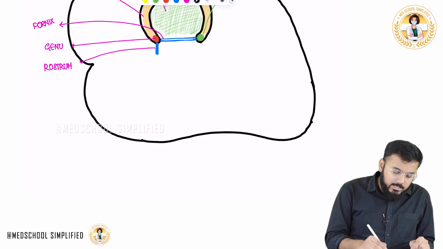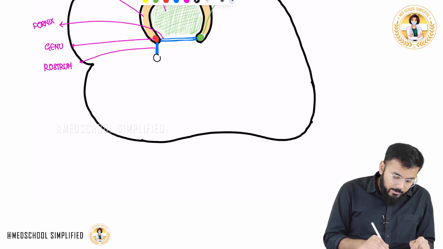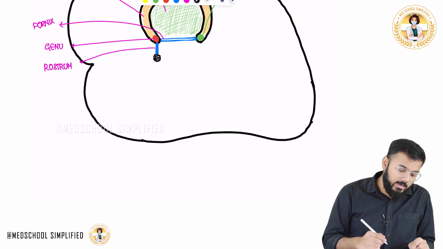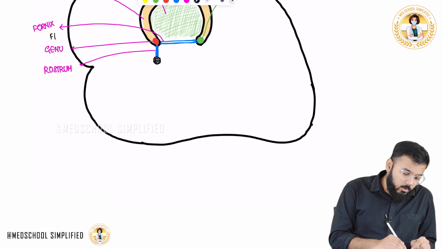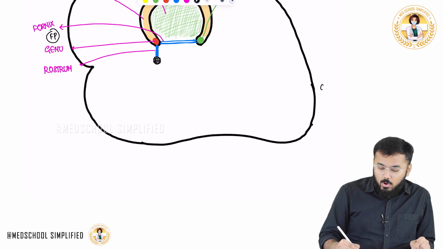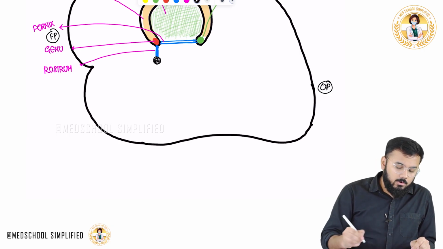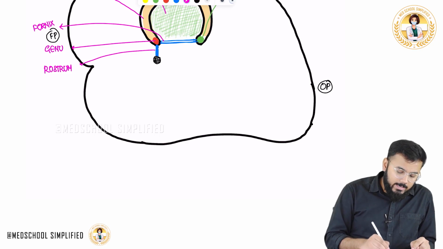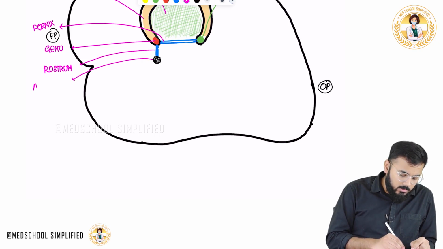Okay, and just beneath the rostrum, there is a commissure like this. This commissure which is located beneath the rostrum is called the anterior commissure. Why? Because this is the frontal pole, frontal lobe. This is the occipital lobe, occipital pole. So towards the frontal lobe, this commissure is there, so you call it the frontal commissure or anterior commissure. So this one over here is called your anterior commissure.